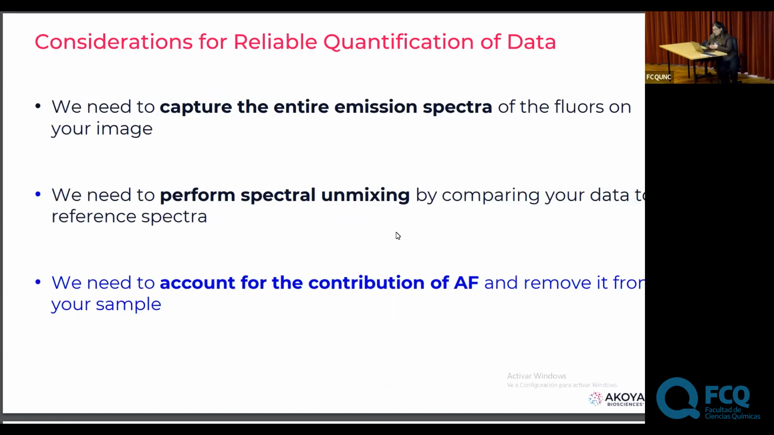Lastly, we need to account for the contribution of tissue-specific autofluorescence and autofluorescence from red blood cells or collagen fibers that are typically captured in the 480, 520 channels. We want to remove that signal from our image when unmixing for improved signal to noise and more accurate phenotyping.